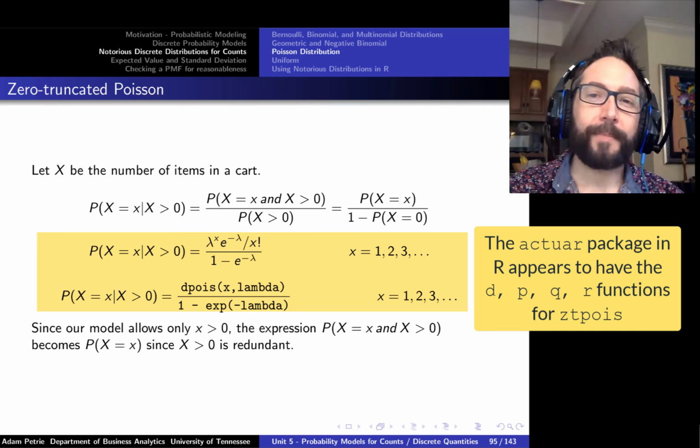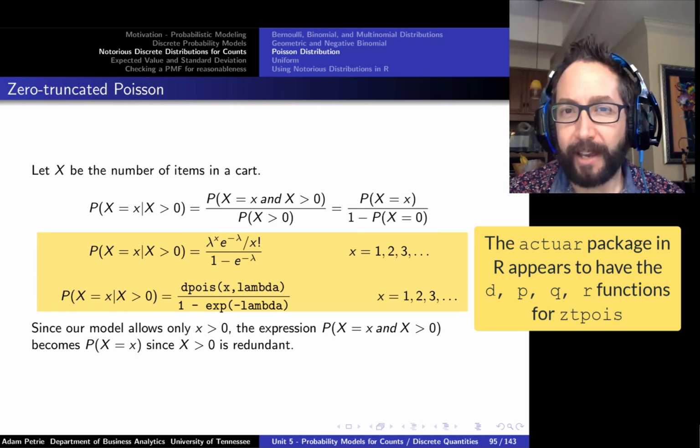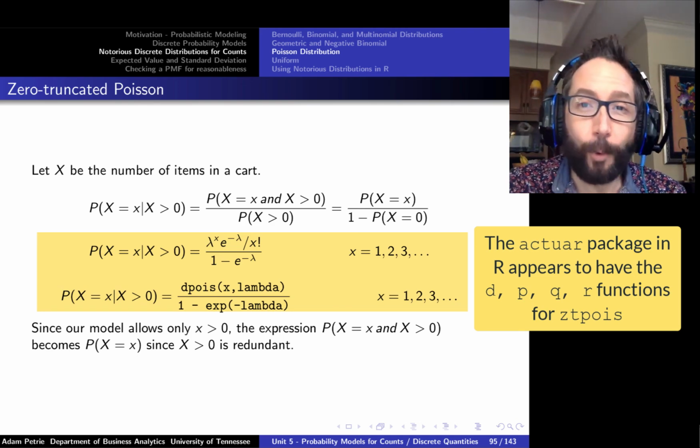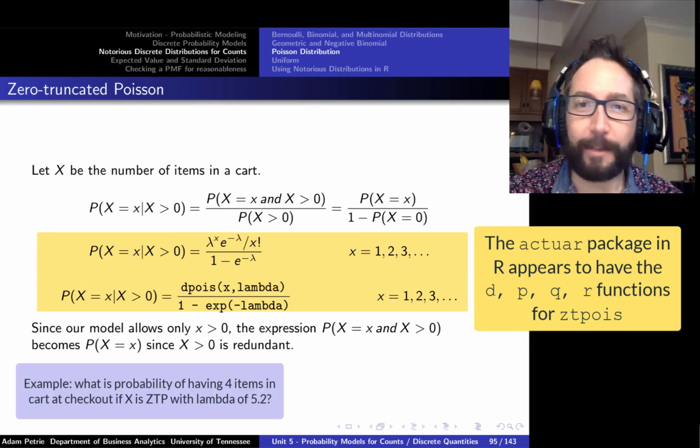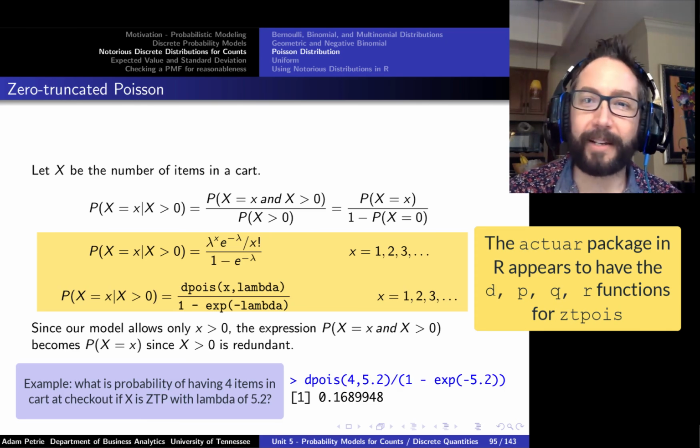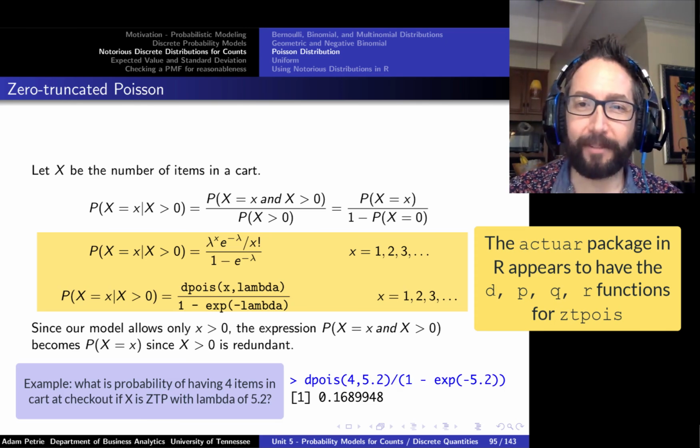If we want to know the probability under a zero truncated Poisson model of having exactly 4 items in the cart, well, we can dpois 4 divide by 1 minus the relevant value of lambda.